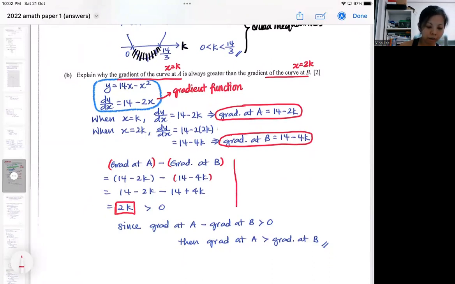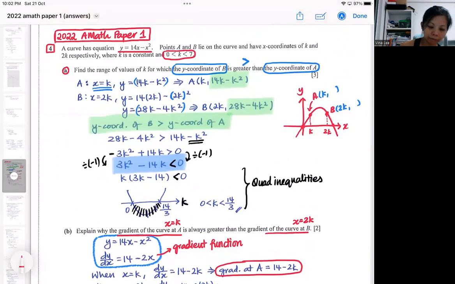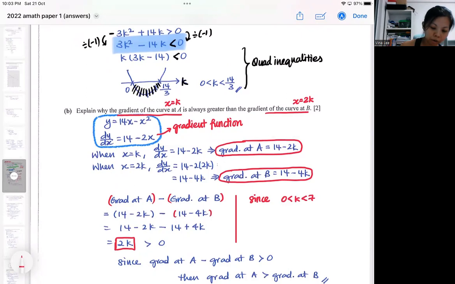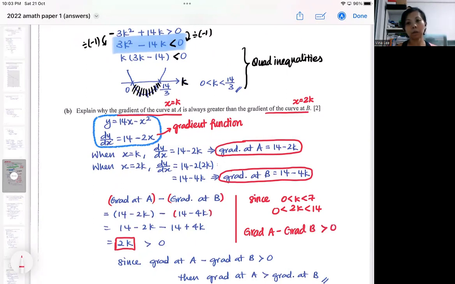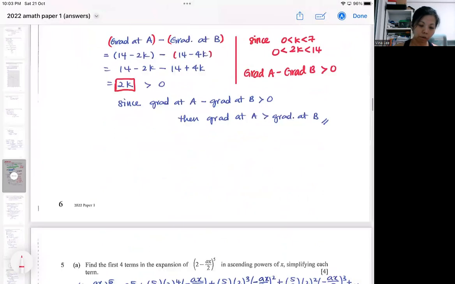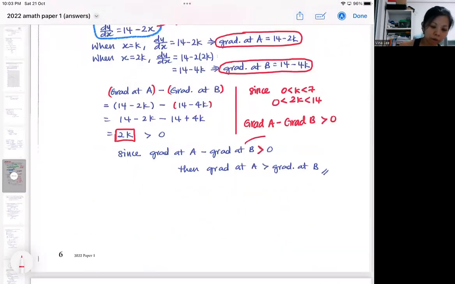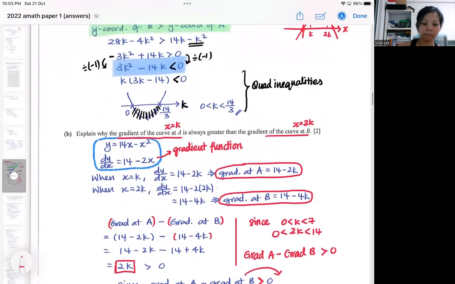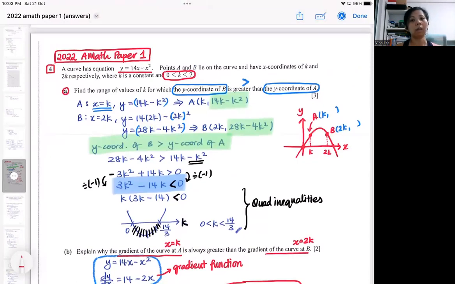If you want a more detailed explanation, don't forget that you are restricted by the value of k here, so 2k will be between 0 and 14. Meaning the difference between the two gradients will always be positive. You can explain in more detail using the given information about k. Once you deduce that the difference is always positive, you shift it over, and it will be quite clear that the gradient at A is greater than the gradient at B. So this question is mainly on quadratic function. It tested you on quadratic inequality, and it also relates a little bit to the gradient function.